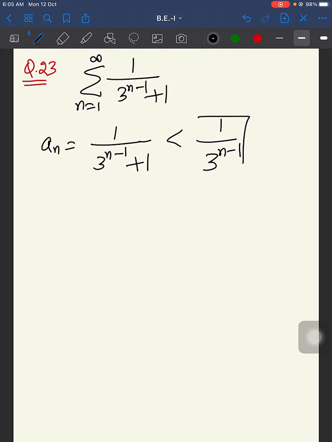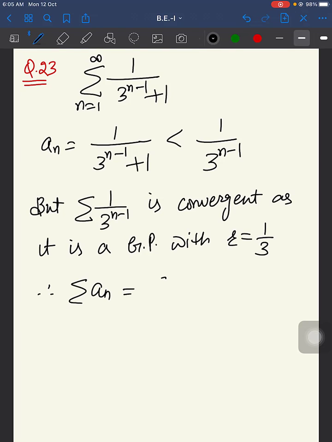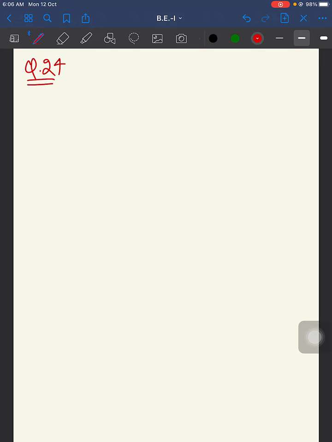But you know that this bigger series is always going to be convergent. Why? Because this is a GP, right? So summation of this is convergent as it is a GP with common ratio 1 by 3. So therefore summation an, which is equal to 1 upon 3 raised to n minus 1 plus 1, by direct comparison test, is also convergent.